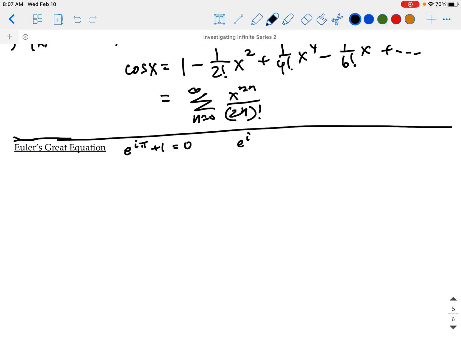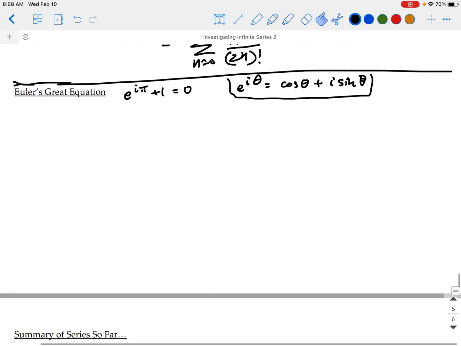But where this comes from is the generalization of e to the I theta, which is equal to cosine theta plus I sine theta. So this is the equation we're going to be interested in. So e to the I theta equals cosine theta plus I sine theta. And this is going to be very important for complex calculus, complex analysis, which is a much higher level class, but we're going to actually prove that this equation is true using our power series.